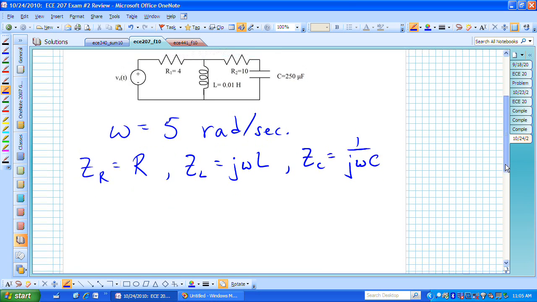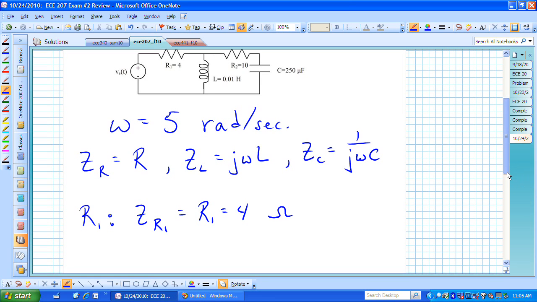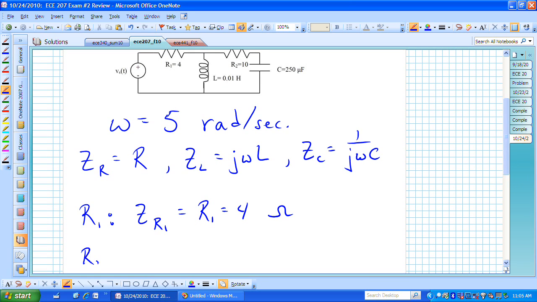For R sub 1, let's call that Z sub R sub 1. That's simply R sub 1, which is 4 ohms. And all of these have units of ohms, the impedances. For R sub 2, we have Z sub R sub 2. That's simply R sub 2, which is 10 ohms. Those were pretty straightforward.